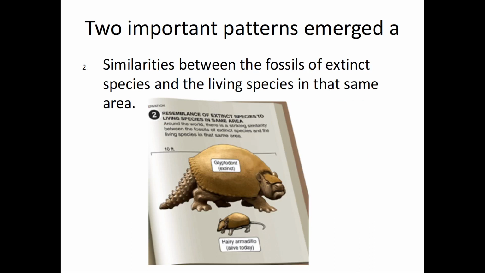All right, and the second pattern was that there were similarities between the fossils of extinct species and living species in the same area. It gives the idea, like our giant sloth that we talked about earlier. We have a small sloth still around. So it gives the idea that there has been change, that there was a larger version of this, or a different version of this, that is no longer here, but there is an organism with similar traits that did survive. Again, it gives an idea of survival of the fittest.